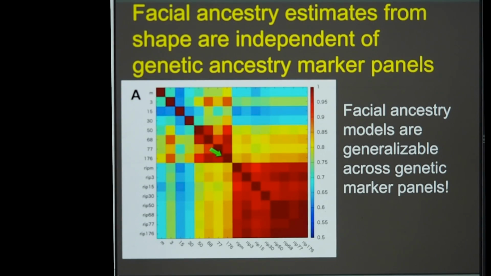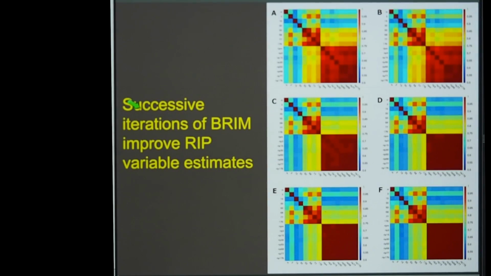This is a plot showing how we get much more information. This big red square over here is the correlation between the RIP-A estimates. And some of these were estimated with skin color. So M is skin color here. 3 is just 3 AIMs, 15 AIMs. So you can have very low levels of input information. And when you BRIM it in the end, you get a 98% correlation. So you get really high correlation, even if you use very little ancestry information to begin with. So it's a very, very powerful method.